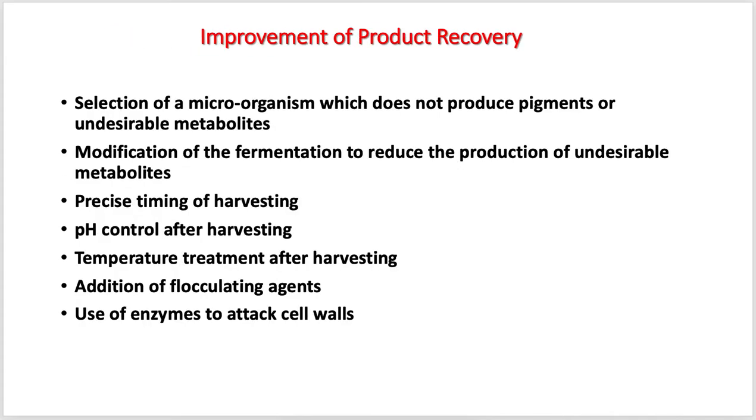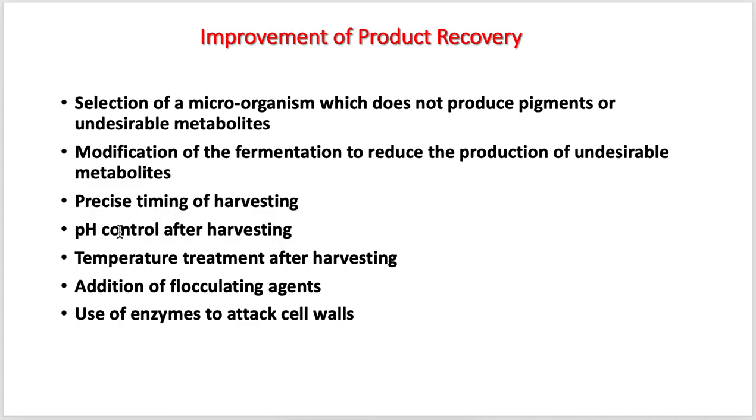So how can we improve the product recovery? By doing things like selecting a microorganism which does not produce pigments or undesirable metabolites. If our fermenter organism produces too many pigments or undesirable metabolites, it will be difficult to purify our product. Then, modification of the fermentation to reduce the production of undesirable metabolites, and precise timing of harvesting.